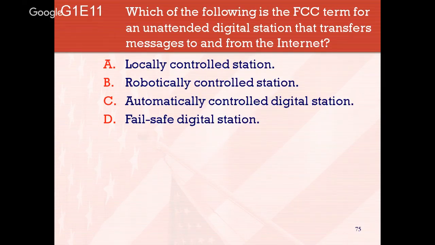So which of the following is the FCC term for an unattended digital station that transfers messages to and from the internet? This is all about, you know, it's unattended, so automatically you should think that it's an automatically controlled digital station. That's what the FCC calls it.